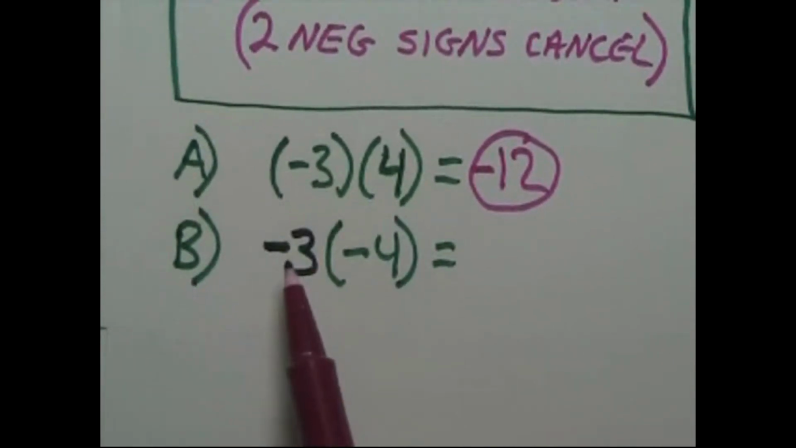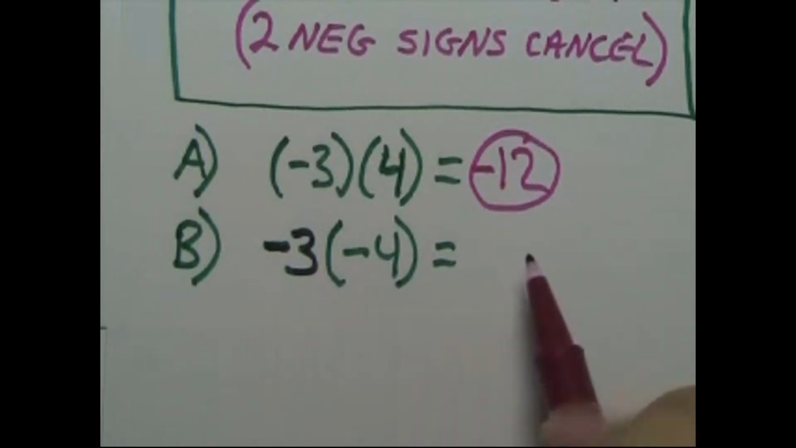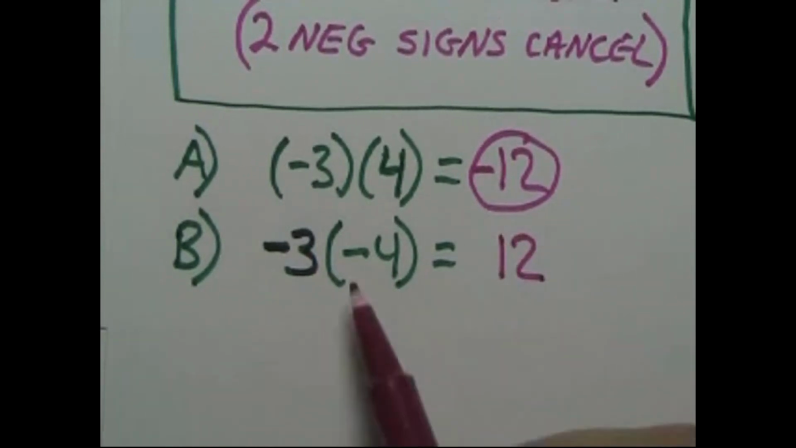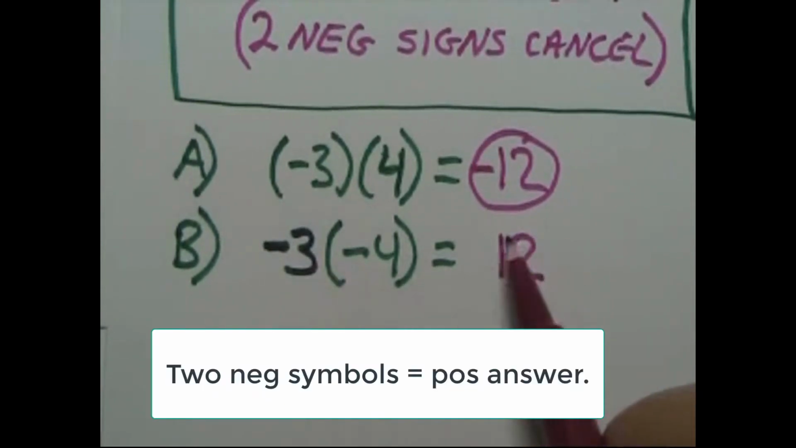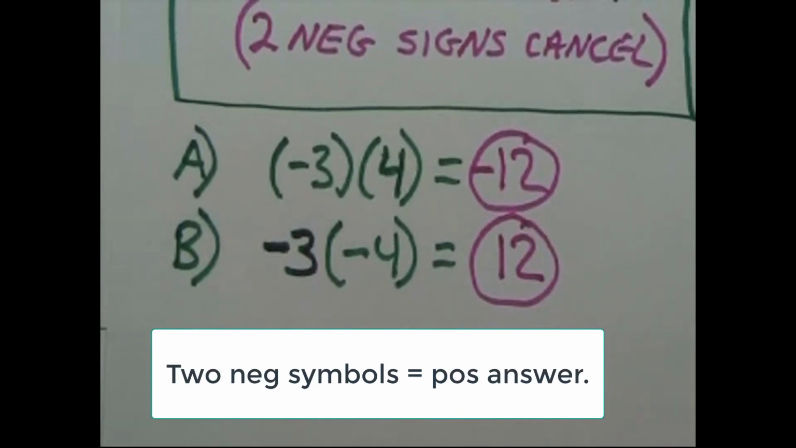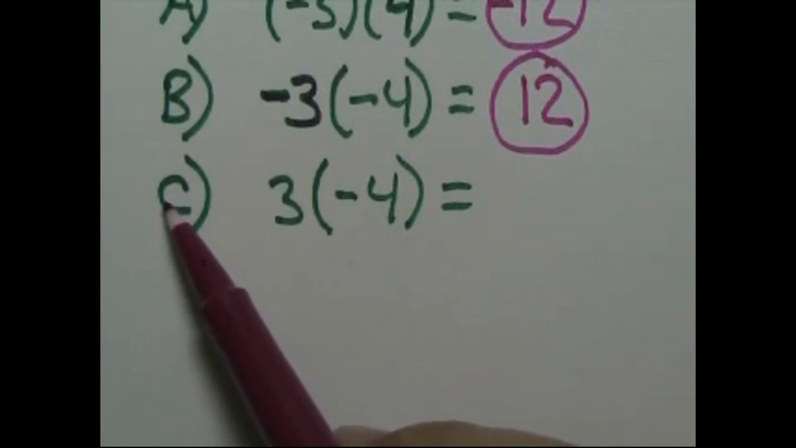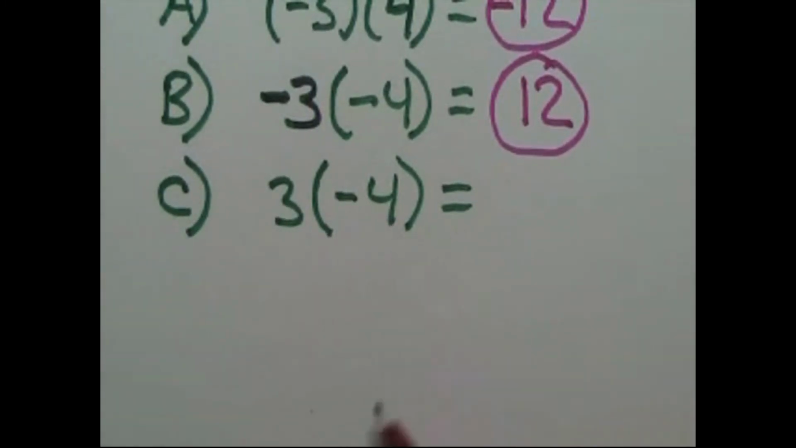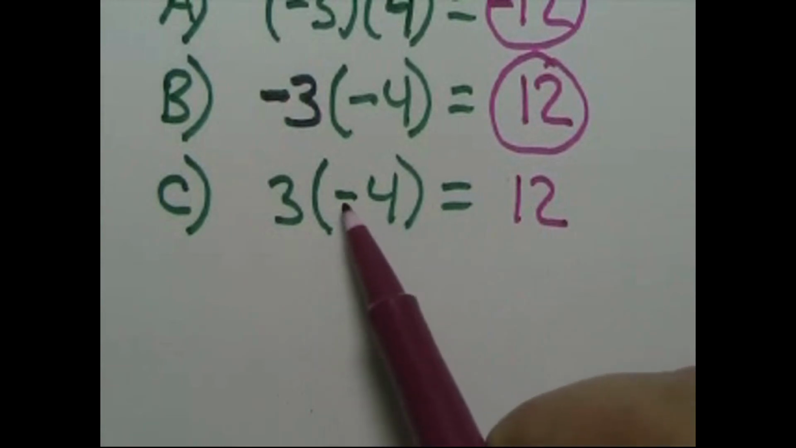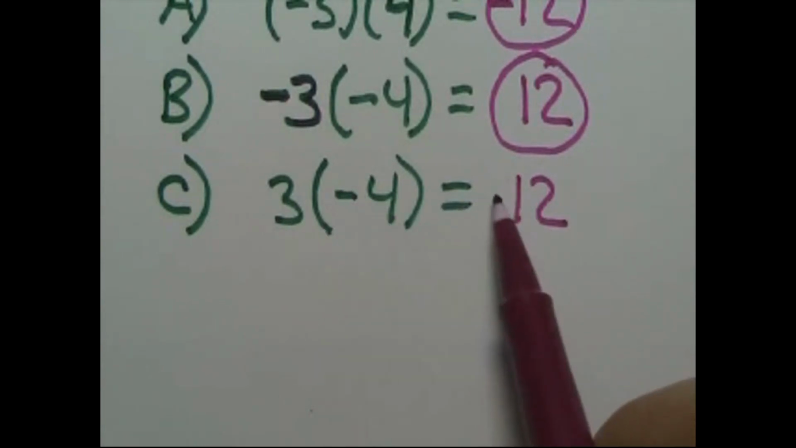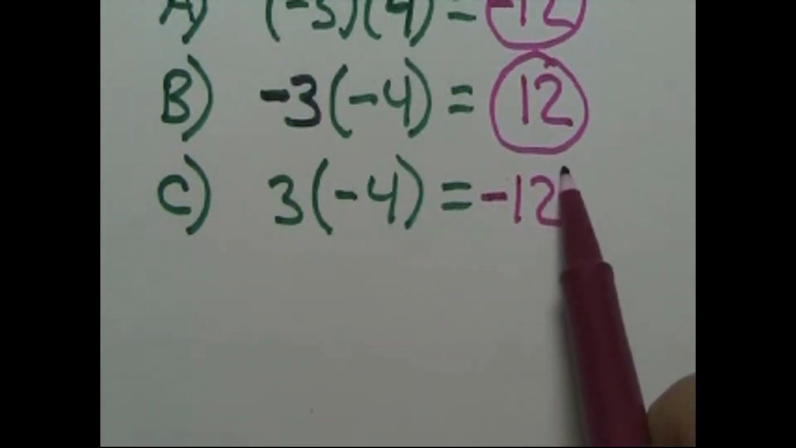Here's letter B, negative 3 times negative 4. Our first step is just multiply, 3 times 4, and then I count the negatives. I have 1, 2. Two of them cancel, so it's just positive 12. Letter C, we have 3 times negative 4. First multiply, 3 times 4, then count the negatives. There's one negative sign, so the answer is negative.